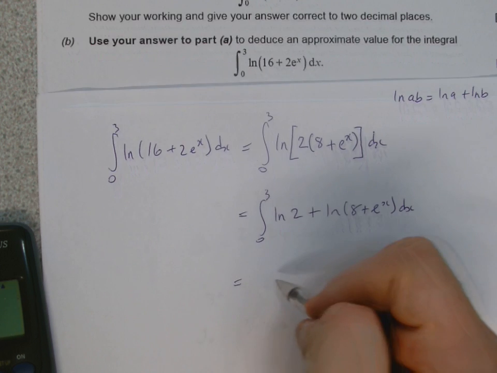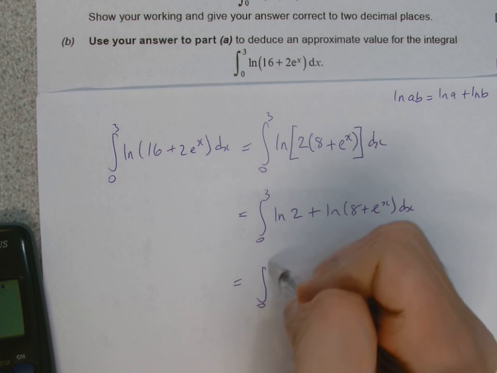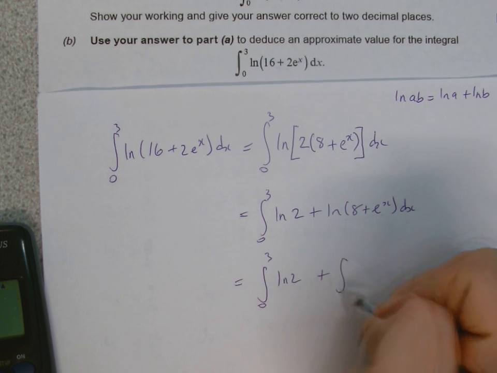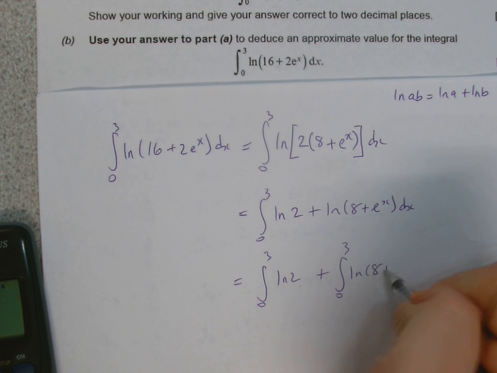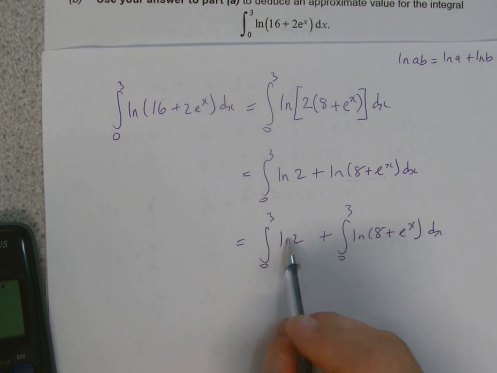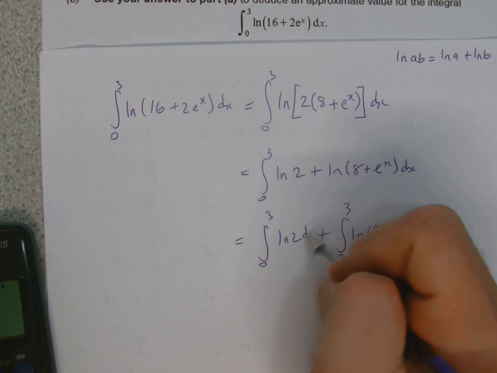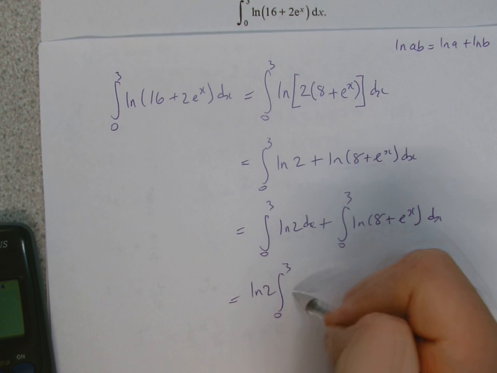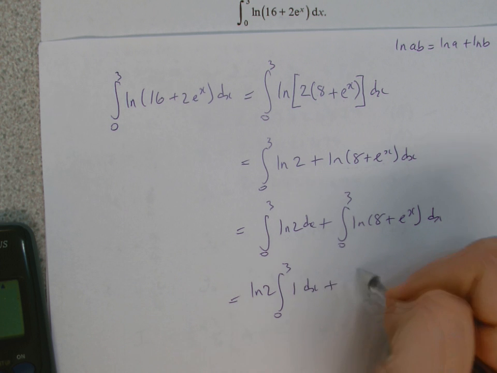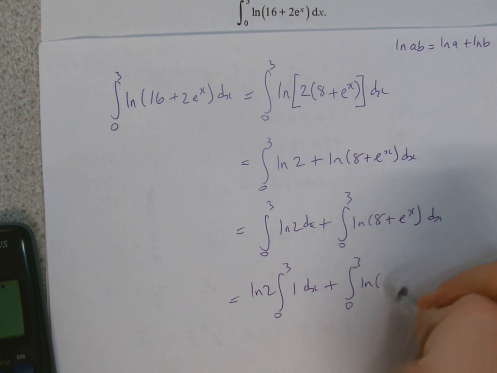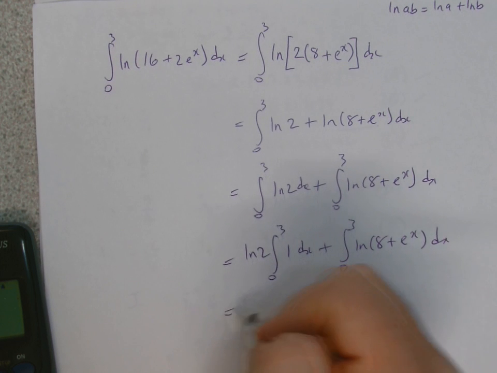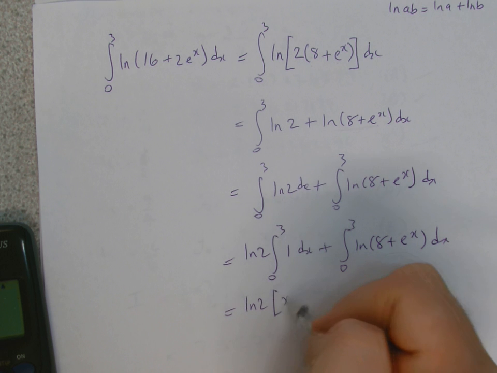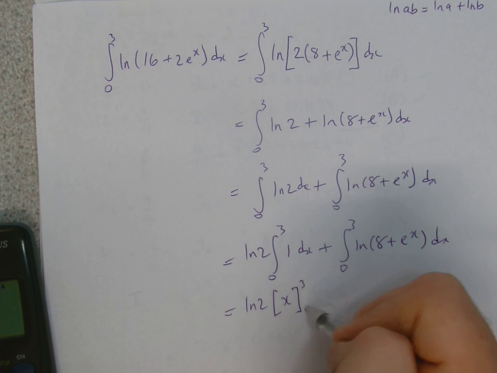What I would do first of all is split this up into two integrals, the integral from 0 to 3 of ln 2, plus the integral from 0 to 3 of ln of 8 plus e to the x dx. And then realize that ln 2 is a constant, so I could just take it outside if I really want to be clear on this. And you're just left with 1 dx there, plus then the integral of this. And when you're integrating 1, you just get x, between 3 and 0.